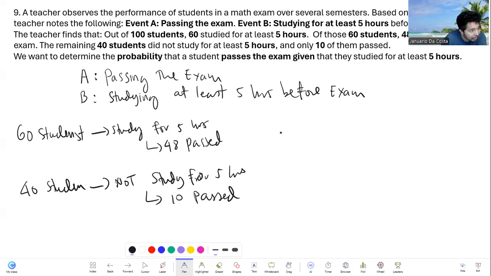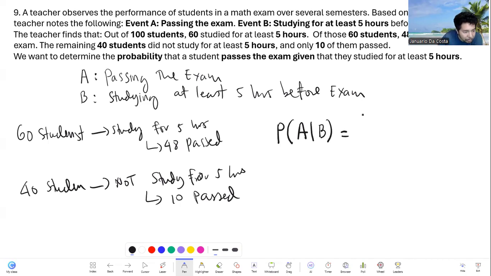What is the probability? We want to determine the probability that the student passes the exam, given that they study for at least 5 hours. So, the probability that the student passes the exam, given that they study for 5 hours. If we apply the conditional probability formula, what is the formula again?